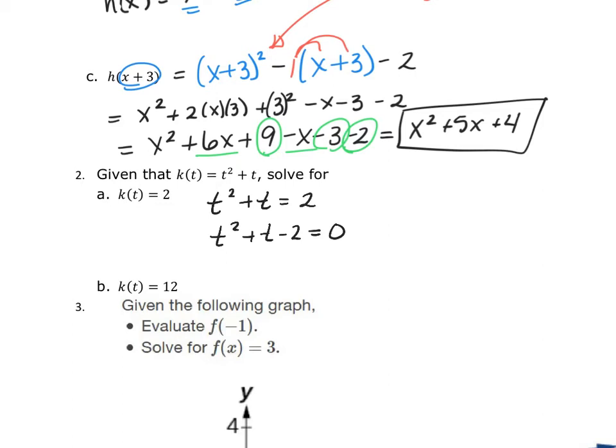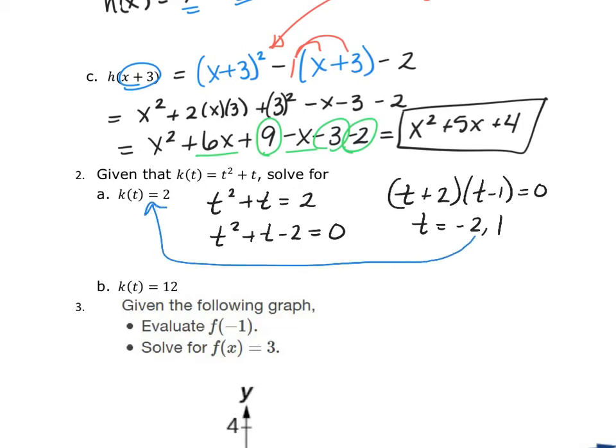So factoring this, I have t plus 2, and then t minus 1 is equal to 0. That means t is equal to negative 2 and t is equal to 1. Those are the two answers: when I put t equal to negative 2 into this function, and when I put t is equal to 1 into this function, I will get 2 out. So those are my two answers. And again, I can write it as t equals, or I can use curly brackets to show I have a solution.